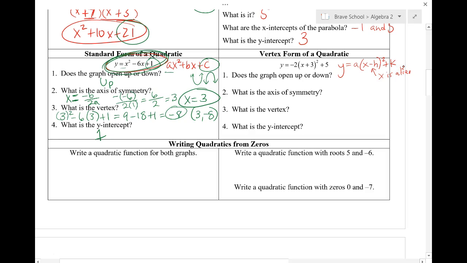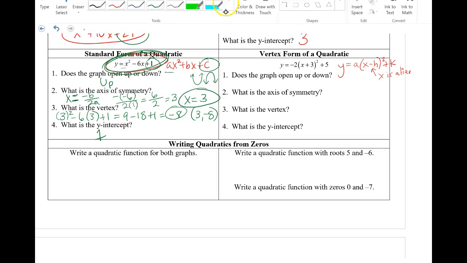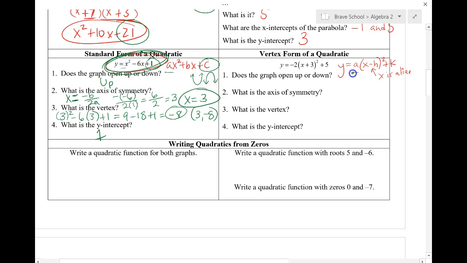Okay, so again, the a tells us the same thing in vertex form. It tells us whether it opens up or down. In this case, a is negative, so this one's going to open down. Now about the axis of symmetry. If you guys remember, the axis of symmetry is just the x value of the vertex. So we probably need to know what that vertex is.